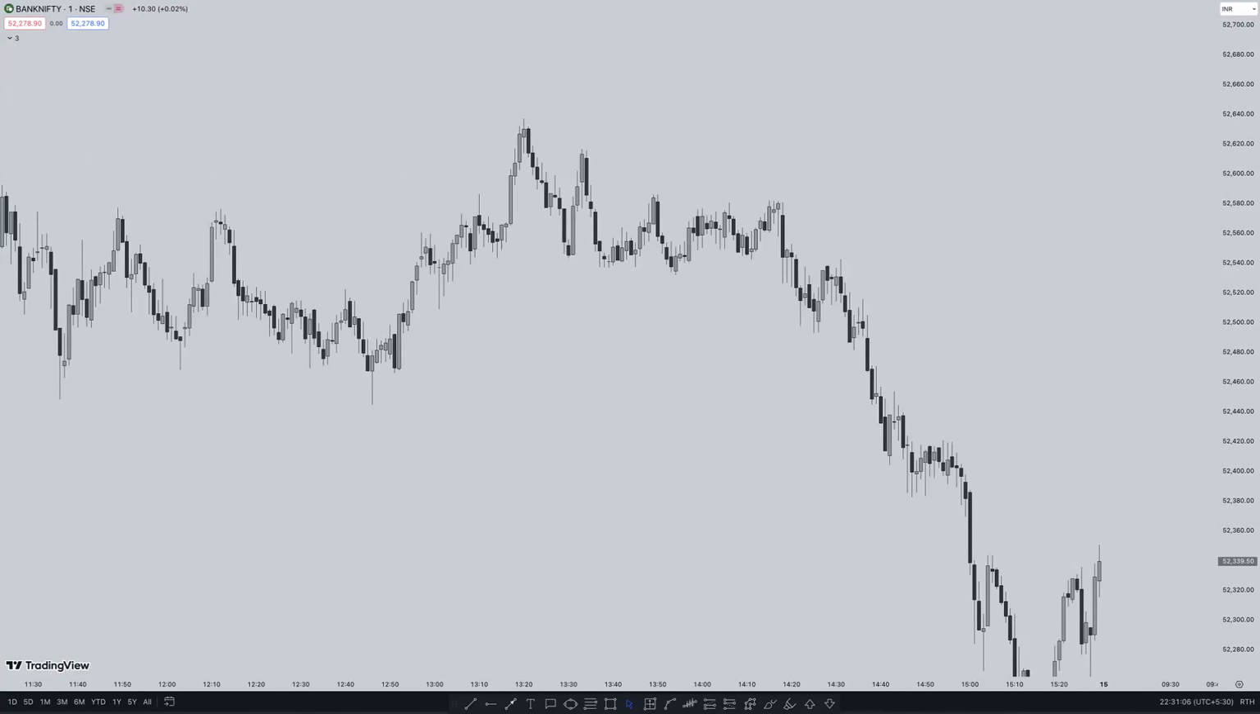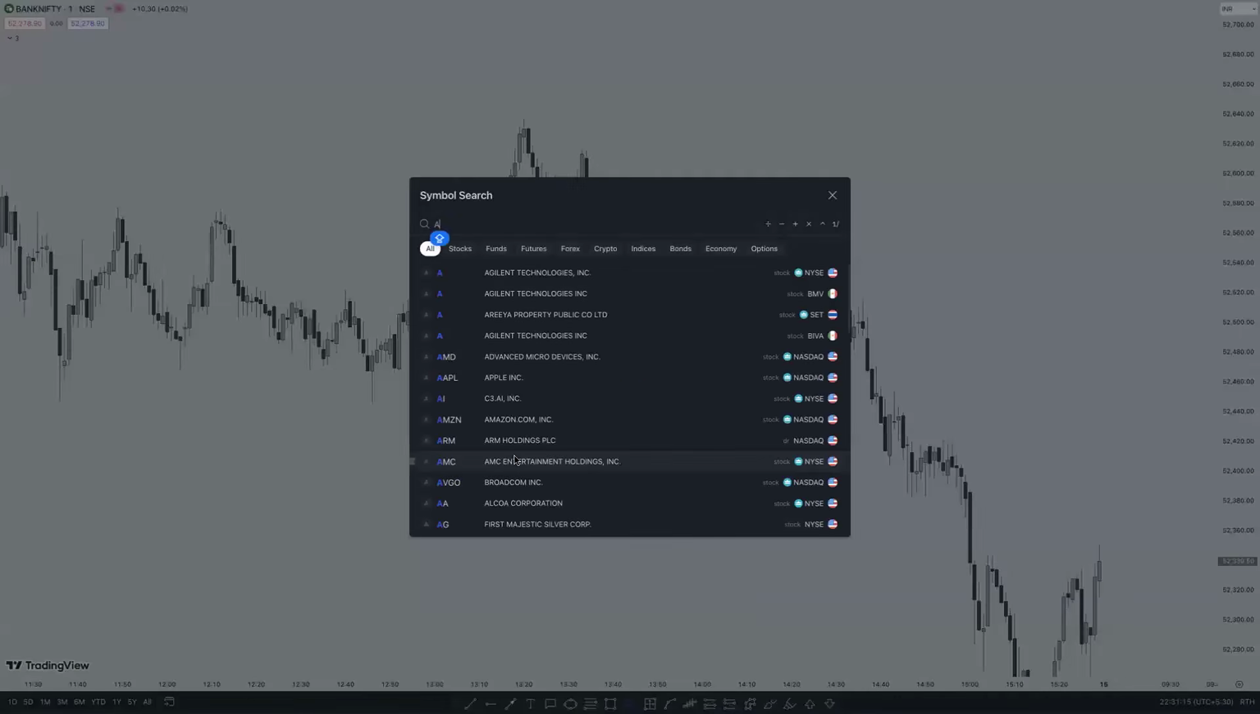So please shift to the forex pair. I was on forex before this Bank Nifty.